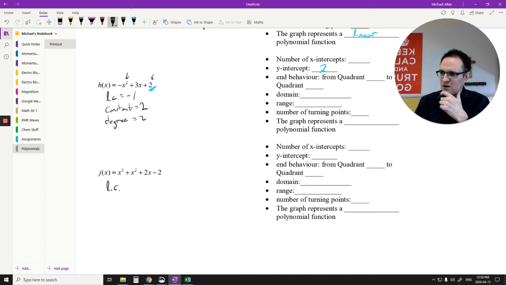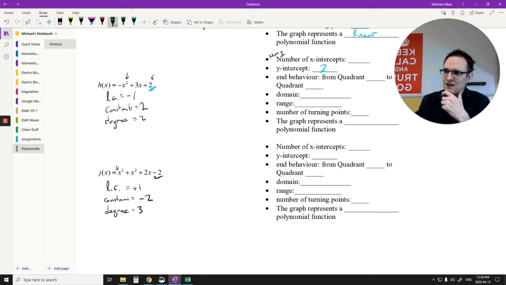My leading coefficient is +1. If you don't see a number there, we assume it to be +1. Good assumption. Constant term is -2. This whole thing, including the negative sign. And my degree is 3. Okay, so let's figure this out. I know the max number of x-intercepts this quadratic could have is 2. But again, it could just touch it. It could cross twice. It could not touch at all, right?